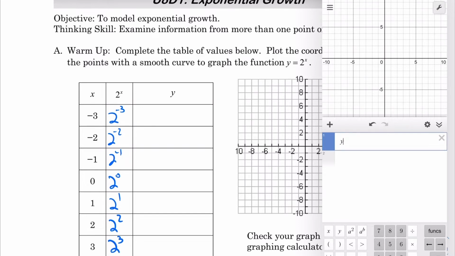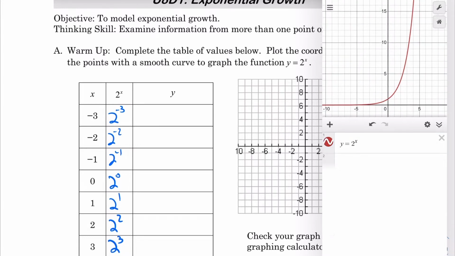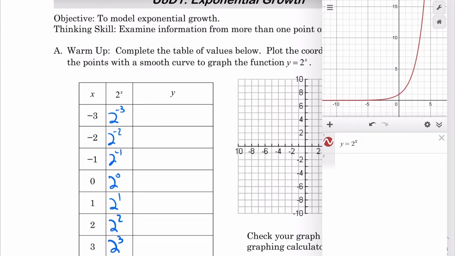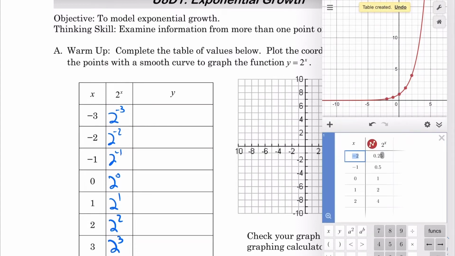Then we'll type into Desmos y equals 2 to the power of x. I would hope that you already know how to do a custom power in Desmos, but you can push a to the b, and then you can put an x up there. Looking at the graph, it makes this curve, which does have a horizontal asymptote from left to right, which we saw in rational functions. But to finish this table, let's convert it to a table.